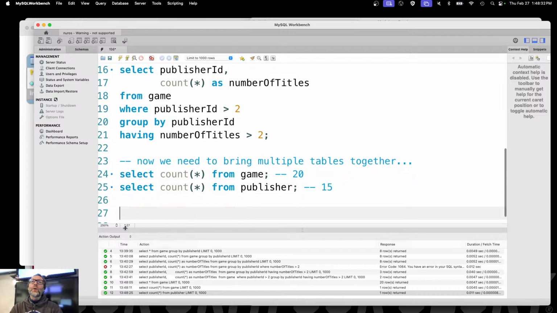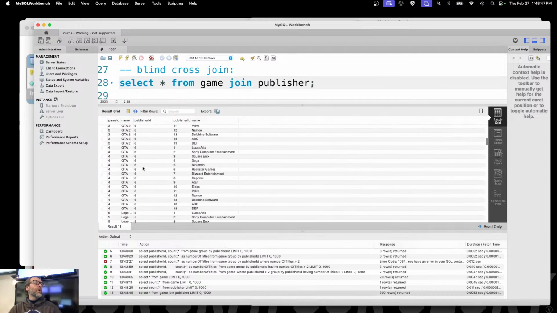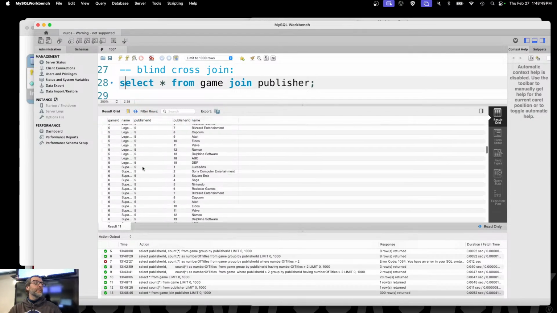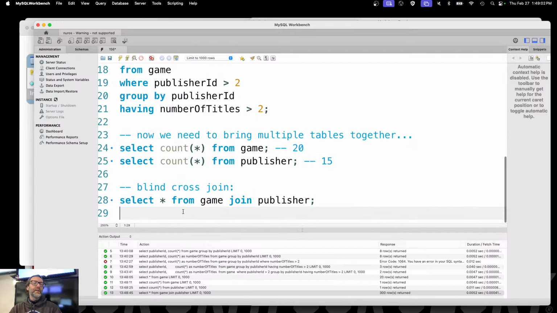So if I just did a cross join, a blind cross join, right? Then it's going to be select everything from game join publisher, okay? Now let's just go ahead and execute that. And I'm going to get a whole bunch of stuff. Does it make much sense though that GTA 6 was published by LucasArts? And GTA 6 was also published by Sony and Square Enix and... None of that makes sense to me, right?